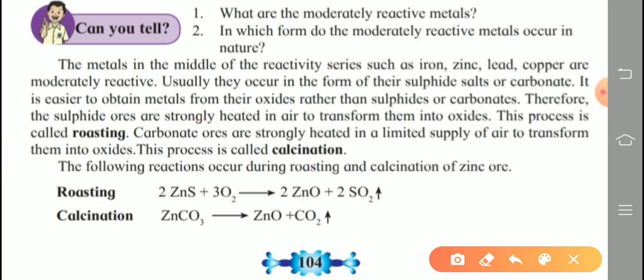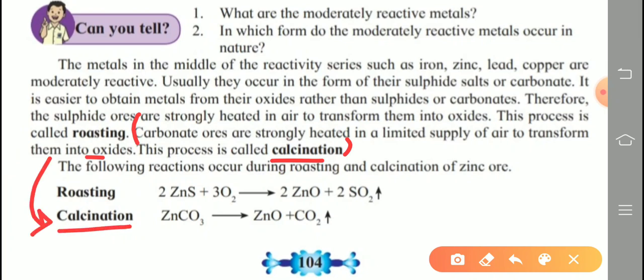Second one is given, calcination. What is meant by calcination? Mark the definition. Carbonate ores are strongly heated in a limited supply of air to transform into oxide. This process is called calcination.